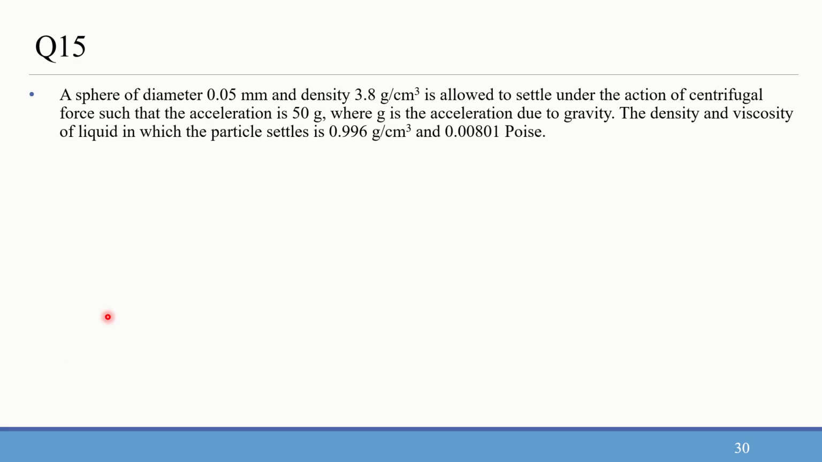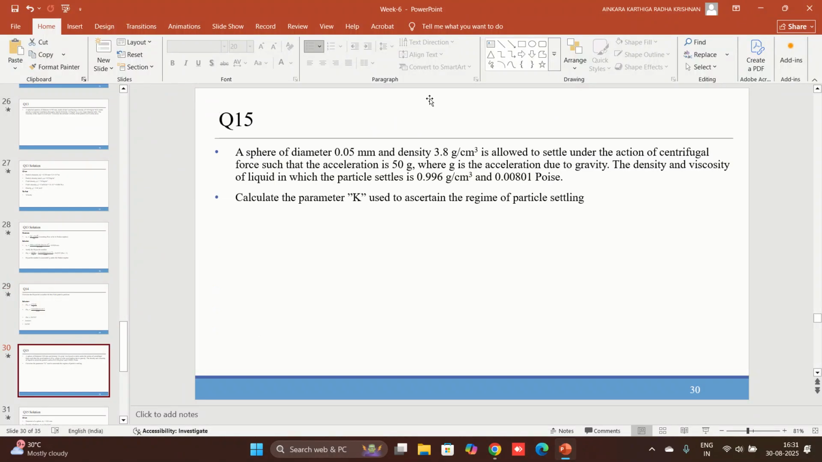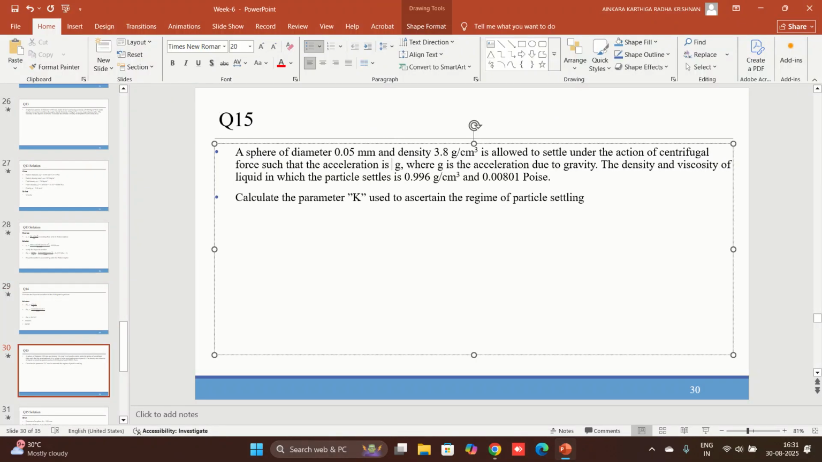Now, the last problem. What we got here is a sphere of diameter 0.05 mm and density 3.8 gram per centimeter cube, allowed to settle under the action of centrifugal force such that the acceleration is g, where g is the acceleration due to gravity. The density and viscosity of the liquid in which the particle settles are 0.996 gram per centimeter cube and 0.00801 poise. Calculate the parameter k used to ascertain the regime of particle settling.